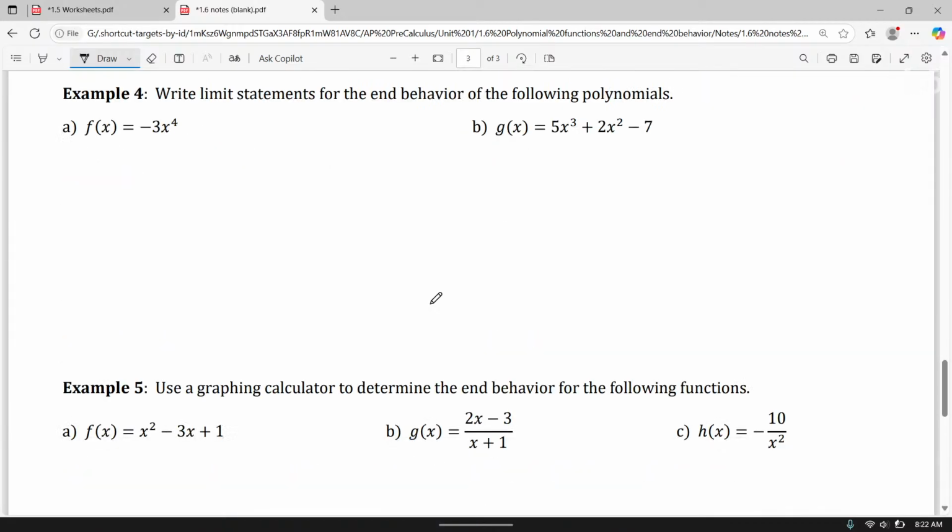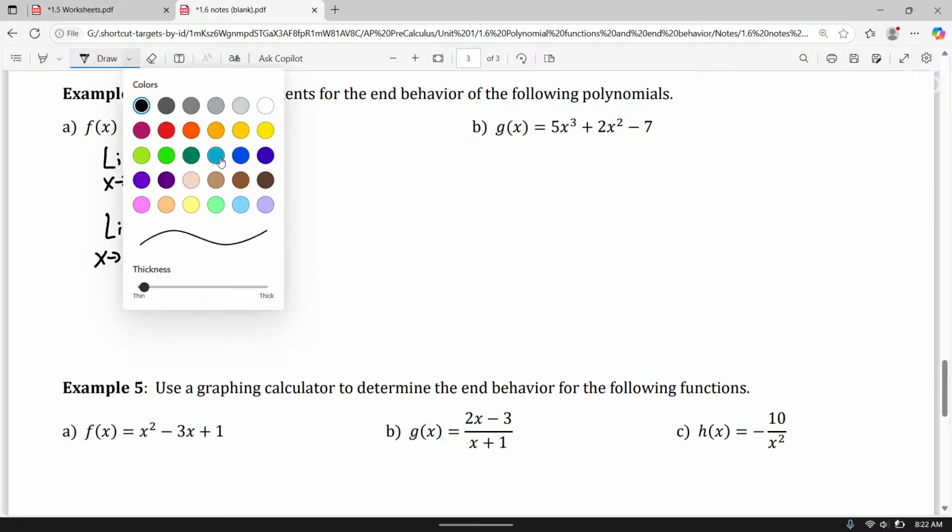Write the limit statements for the end behavior. Here, I'm going to get 50 points right here. Limit as x goes to infinity, f(x) equals. I could teach a fourth grader how to do this part. Limit as x goes to negative infinity, f(x) equals. There, I got most of it right there without even doing it.